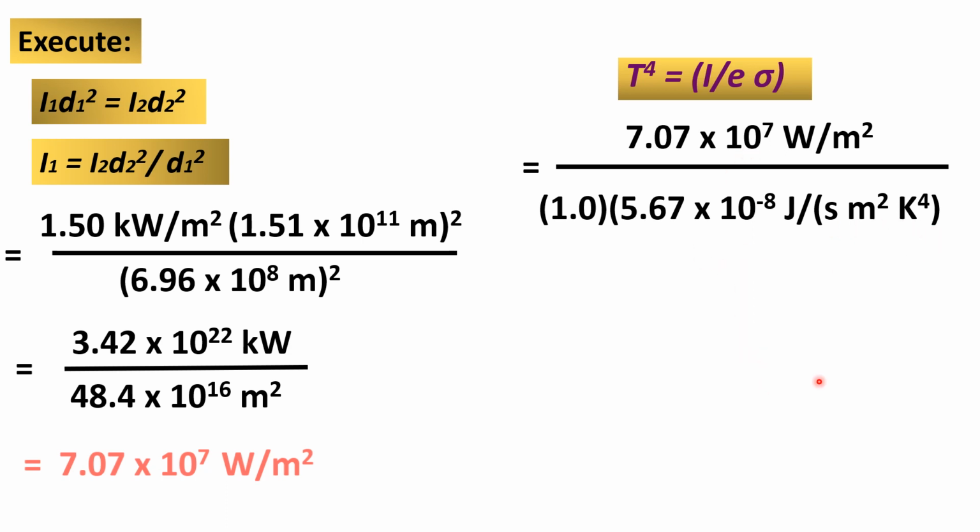Doing your algebra once again, we will get the value for the Kelvin temperature at the sun's surface, which is capital T equal to 5,960 Kelvin.